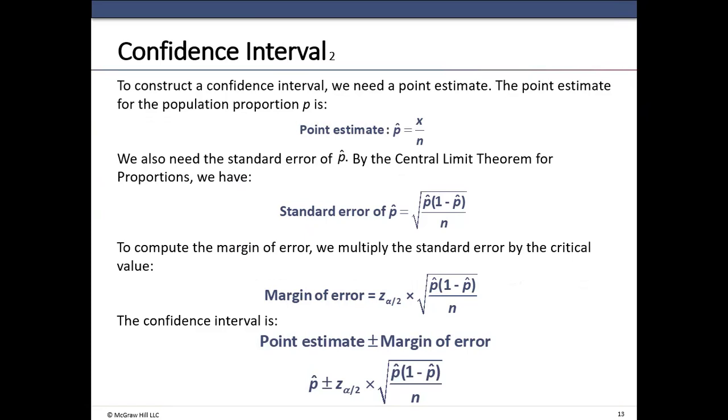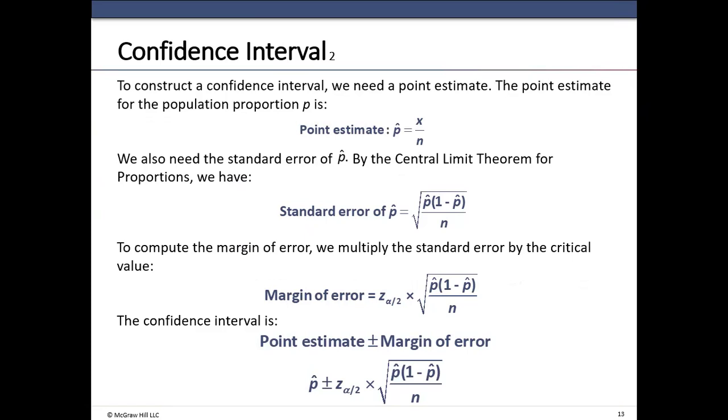Remember, the whole thing under the square root is the standard deviation of the sampling distribution of P hat, which is also called standard error. And Z alpha by 2 is the critical value of Z. So our level of confidence in this case, as you will later learn, is 1 minus alpha, which is the area in the center. And alpha by 2 is the area in each tail, on the left tail as well as on the right tail.